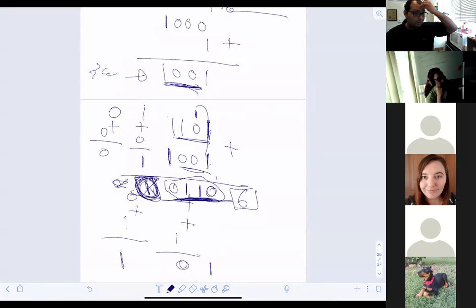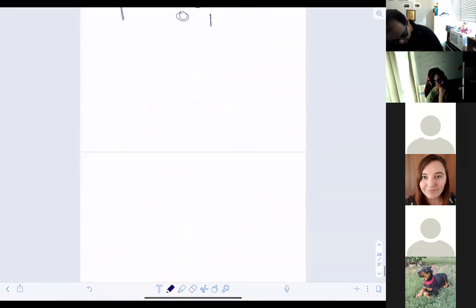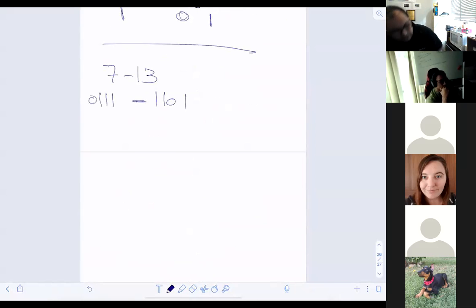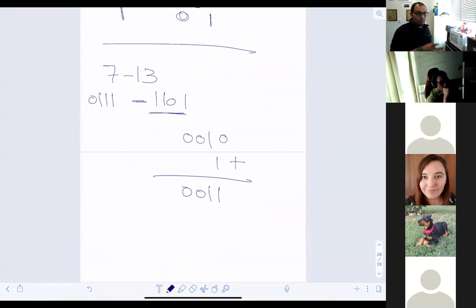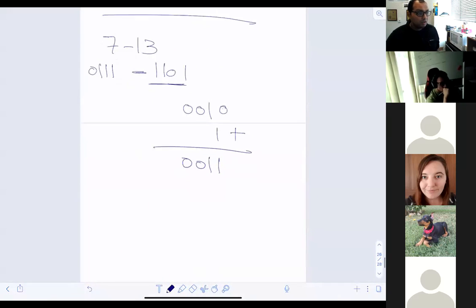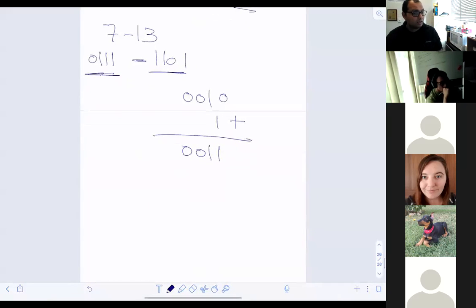Can we try it with the numbers flipped? 7 minus 13. Let's try it here. So I have 7 minus 13, right? So I have here 1, 1, 0, 1, and I have here 1, 2, 3, 0, right? Let's do this. It's going to be 0, 1, 0, 0 plus 1. So you're talking about 1, 1, 0, 0, right? So I take this and add it to that. Let's do it. It's going to be 1, 1, 1, 0 plus this together.